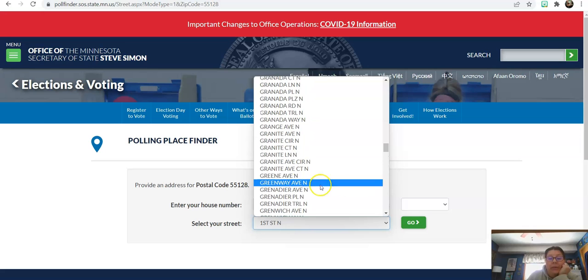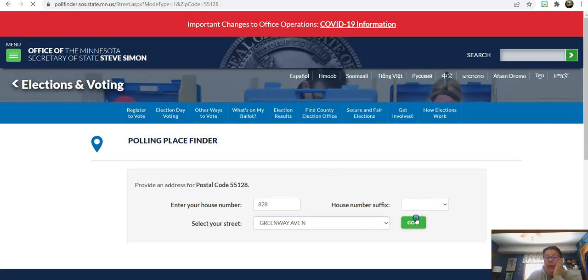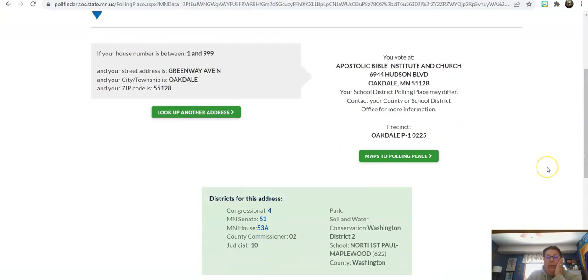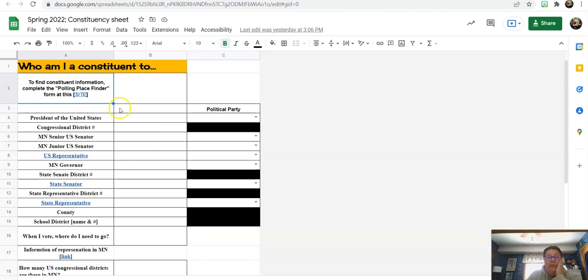I think I'm going right past. There's Greenway. And I'm going to hit go. Now, what I'm going to find is quite a bit of information to fill in here. So president, we should know president. Okay, you are a constituent to the president. He is a Democrat. So you'll pull that down and you'll see who you're represented with.